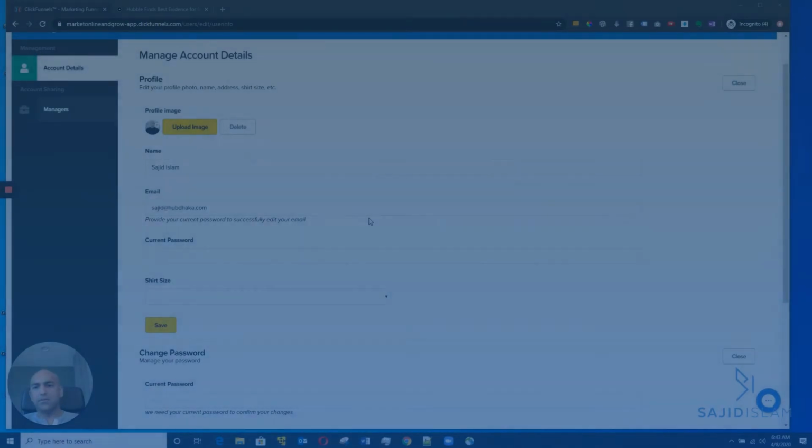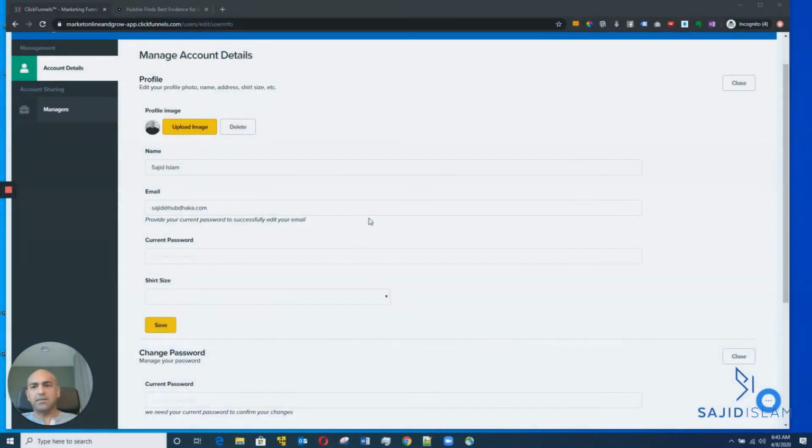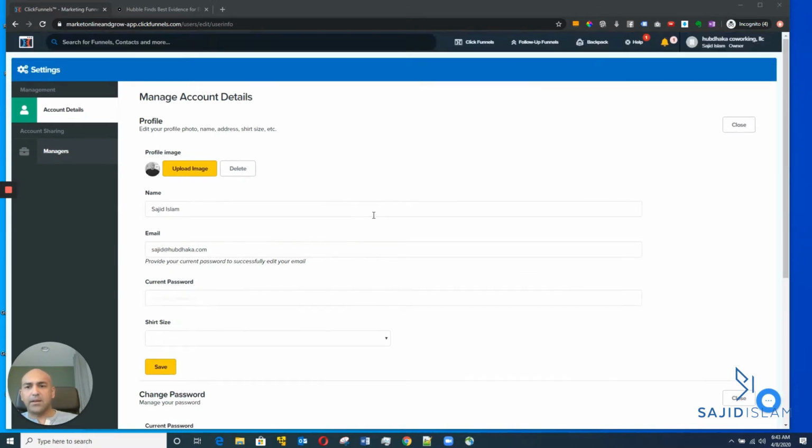Sujit again. So I am in my ClickFunnels account, looking at my change password and manage account details. One thing I've noticed, something I've overlooked all this time, is that security is very important. Everywhere we go now, in this day and age, they ask us to do two-factor authentication because anyone can get a password to our account.